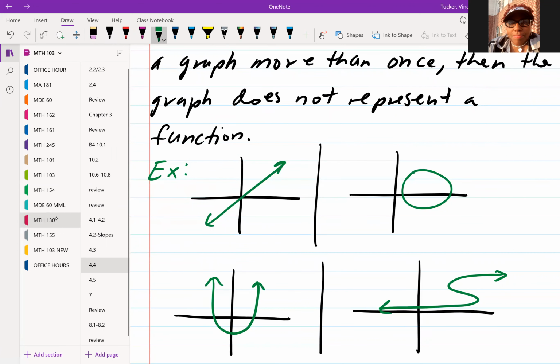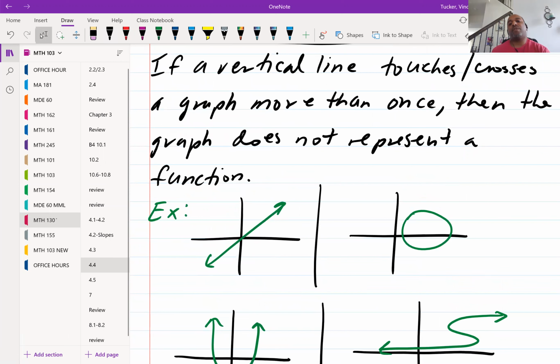Heck yeah. All right, so once again, if a vertical line touches across the graph more than once, then the graph does not represent a function. So we're just going to take a vertical line and draw it through your graph. Once again, if it touches it more than once, then it's not a function.